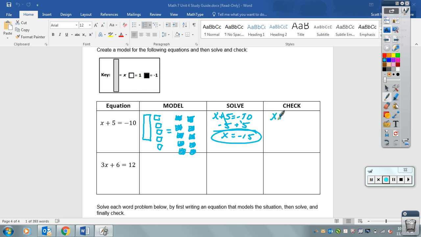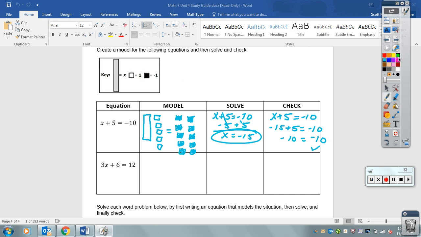Let's check this. X plus 5 equals negative 10. Negative 15 plus 5 equals negative 10. Notice that everything stays the same. But instead of x, I plug in what I believe the answer is. They fight. The negatives win by 10. Check mark. Negative 15 is my answer.